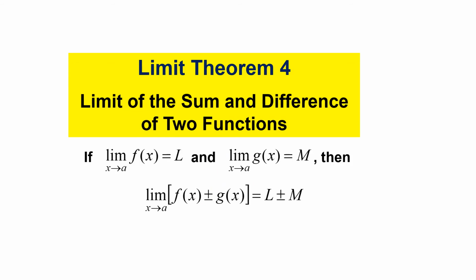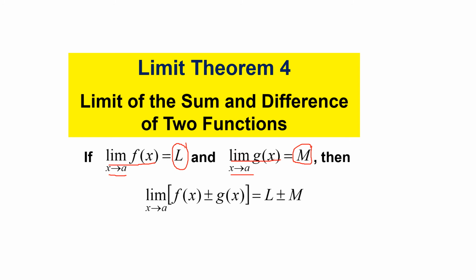So your limit theorem 4. Limit of the sum and difference of two functions. You need to consider this one. Your limit of f of x when x approaches a is equal to L. Then the limit of g of x when x approaches a is equal to M. Now, if we're asked to find the value of the sum and the difference of these two limits, or limits of the functions given, your f of x and your g of x when x approaches a.